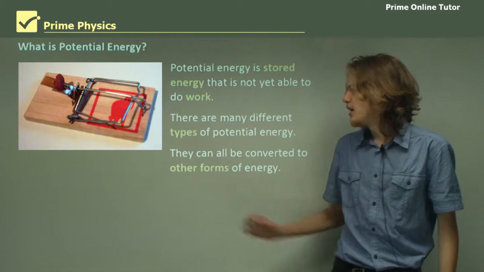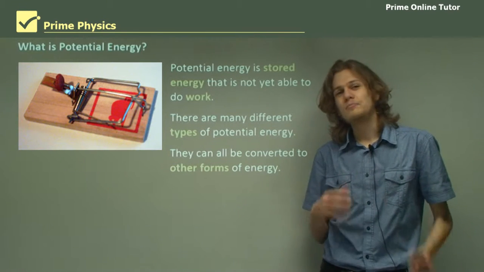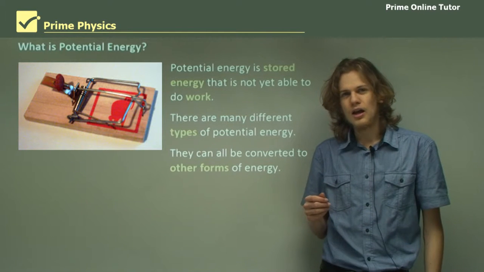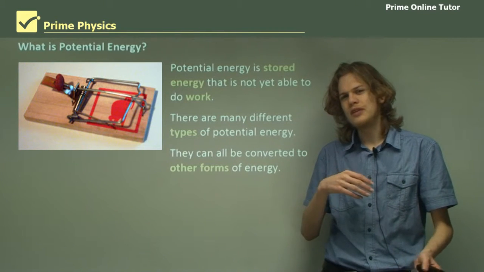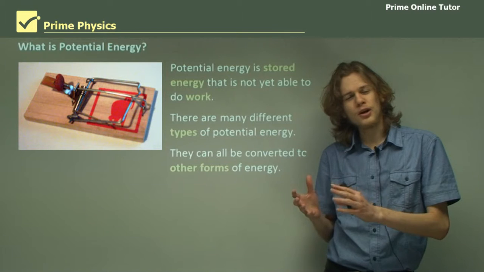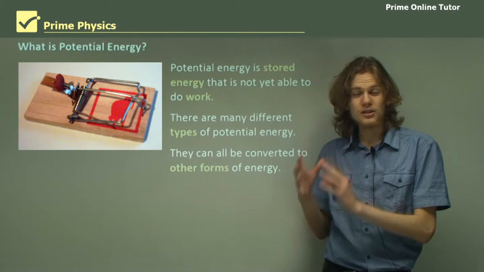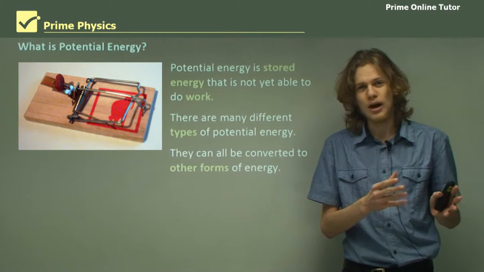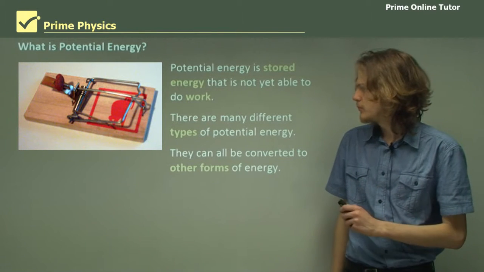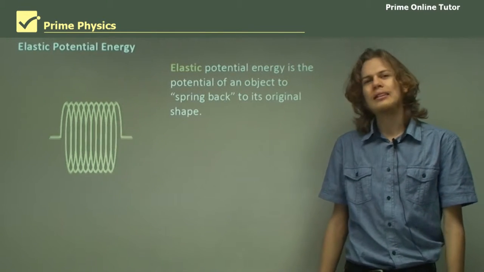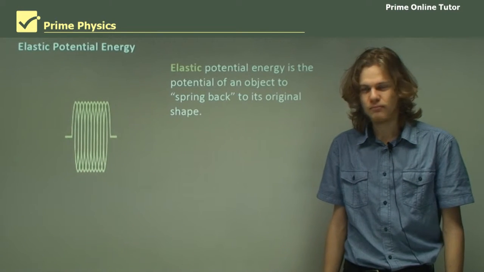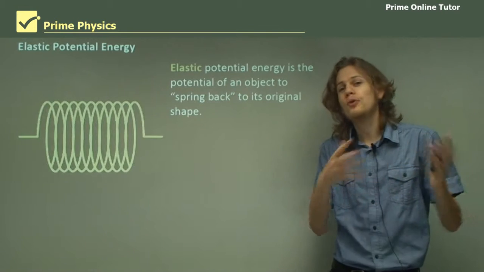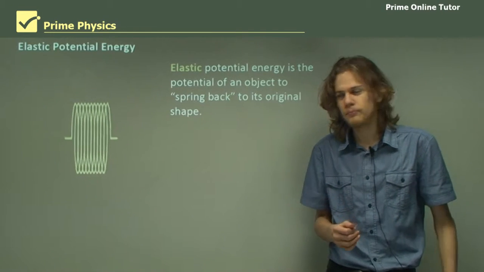In this case, a mousetrap, we have potential energy stored up in the spring of the mousetrap. And when the trap is activated in the right way, that spring will release all of its potential energy and transform it into the kinetic energy of the trap. So this is called elastic potential energy. Elastic potential energy is the potential of an object to spring back into its original shape.